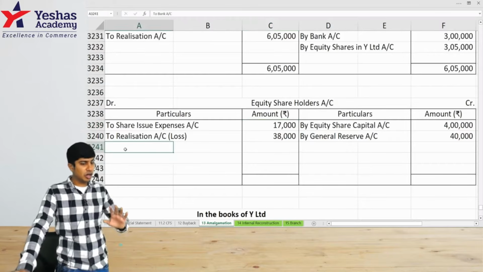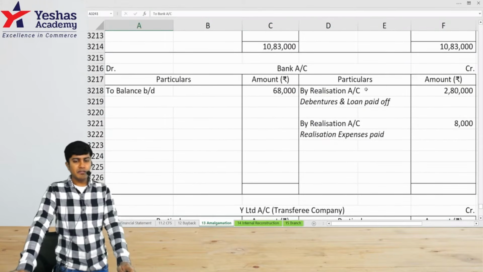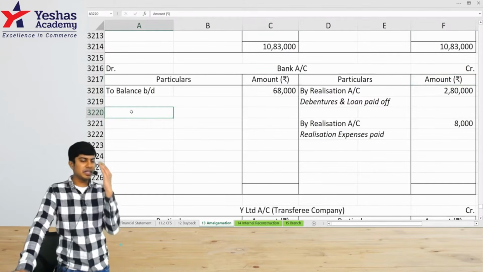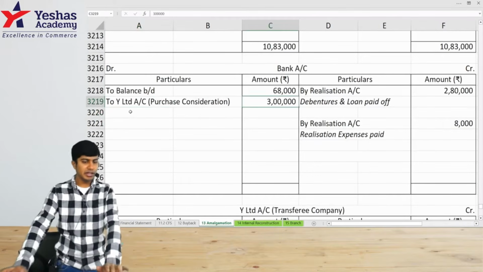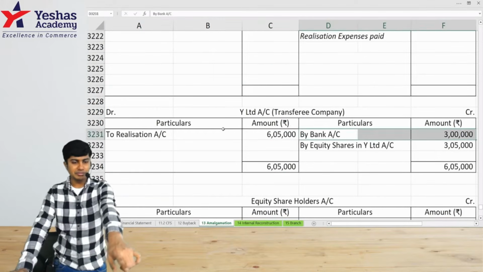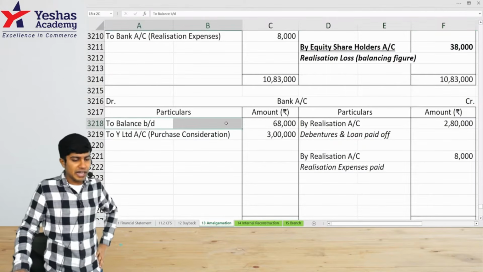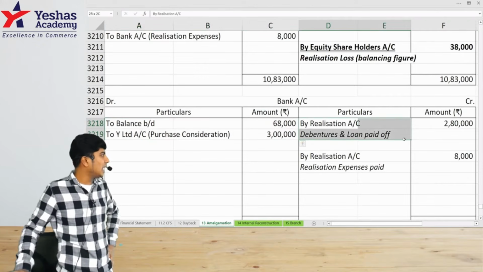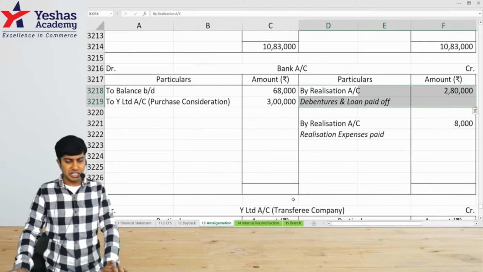Now we have to pay money to our shareholders and shares. We have some cash, not 3 lakh. Come to bank account. We had 2 lakh, we had 68,000 with us. We received PC. I forgot to write here. We received 3 lakh rupees from Y limited. In Y limited, I wrote here by bank. In bank, I should have written. Sorry, I forgot. Out of 68,000 that I had in the beginning plus 3 lakh what I've got, I've paid 2 lakh 80,000 to my debenture and loan and 8,000 towards realization expenses.